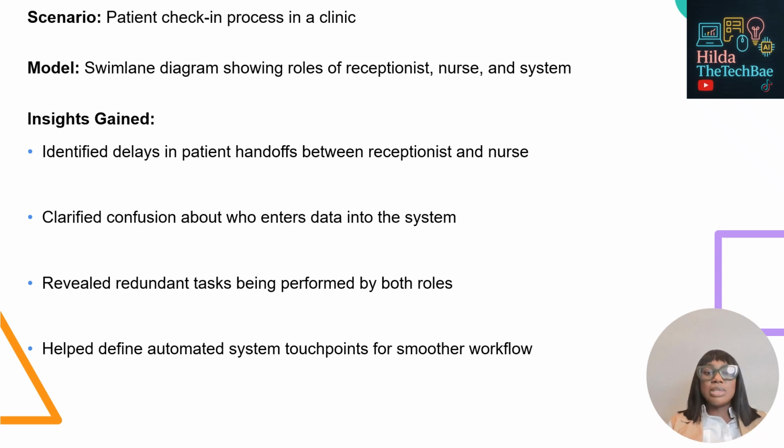So based on this model, I recommended automating the notification to the nurse and integrating the check-in form with the patient record system. It also helped me propose a change in responsibilities, like having only the receptionist enter the data to reduce redundancy. So this is the power of modeling. It uncovers inefficiencies and opportunities for improvement that might be missed in written notes or verbal descriptions.